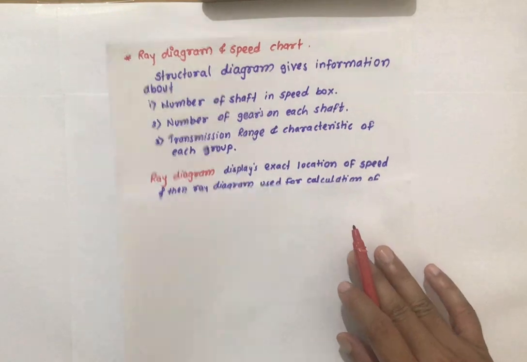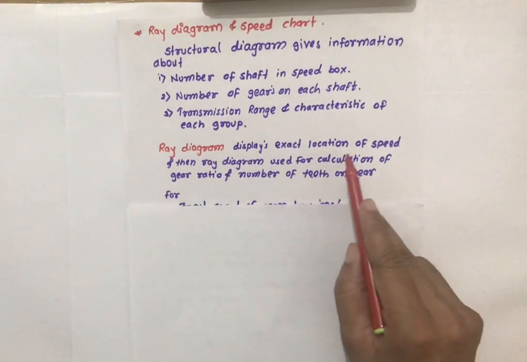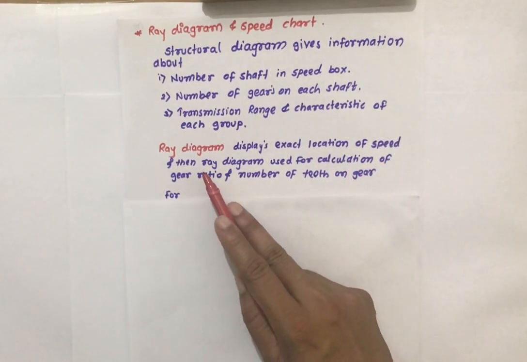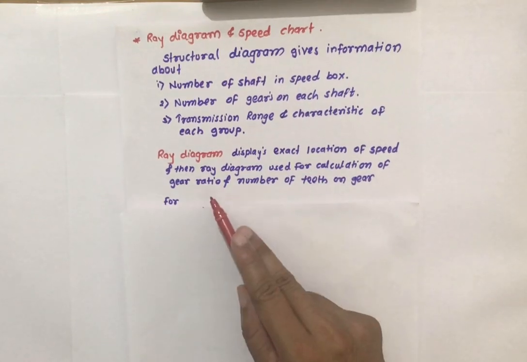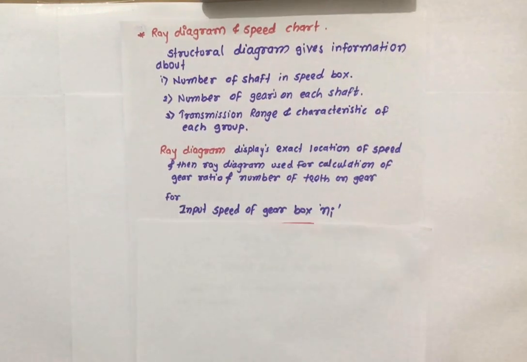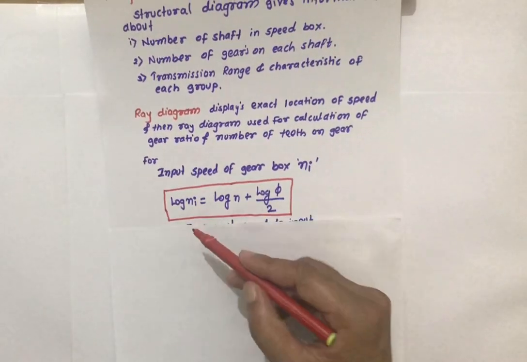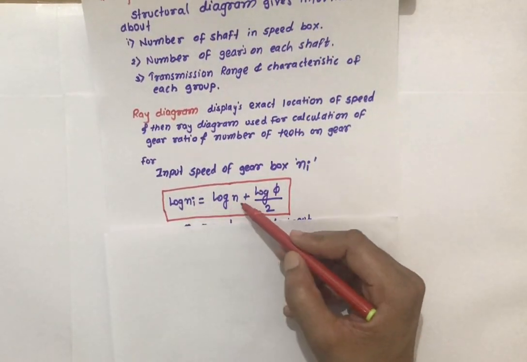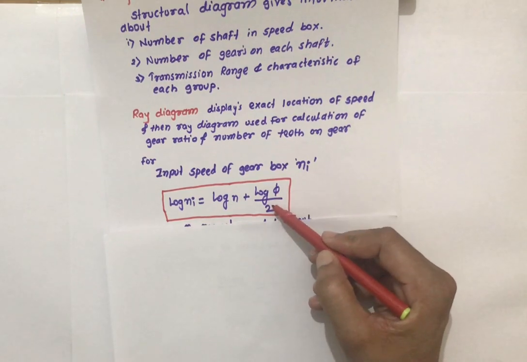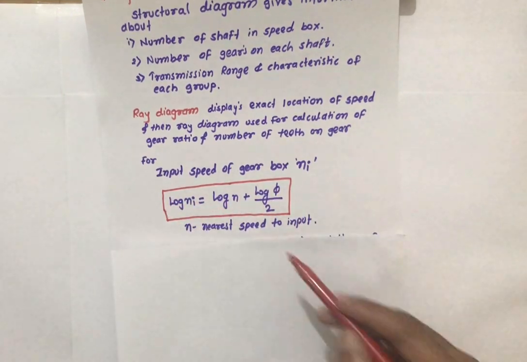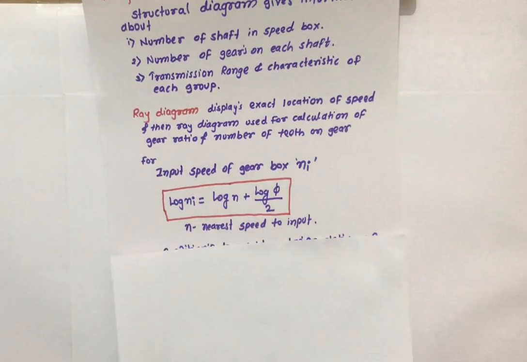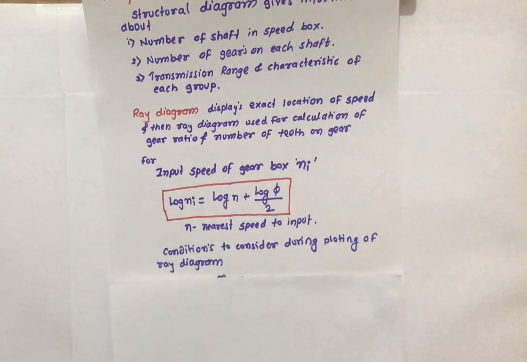Now what is a ray diagram? The ray diagram displays the exact location of speed, and it is used for the calculation of gear ratio and number of teeth on the gears. So the input speed of the gearbox is log ni equal to log n plus log phi upon 2. Remember this formula. This formula is important while solving the problem.